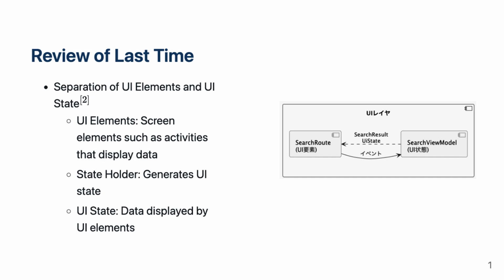When an event such as a tap occurs, the UI element requests a change in the UI state from the view model, which is the state holder. When the UI state is changed, the UI element detects the change and redraws the UI. This process flow supports dynamic UI display. The UI state represents the data that should be displayed at that point in time.